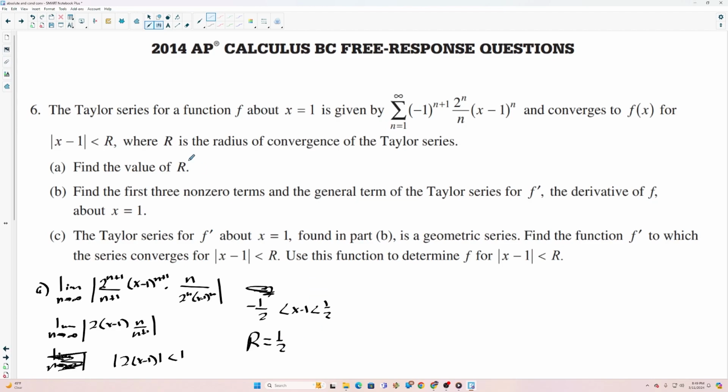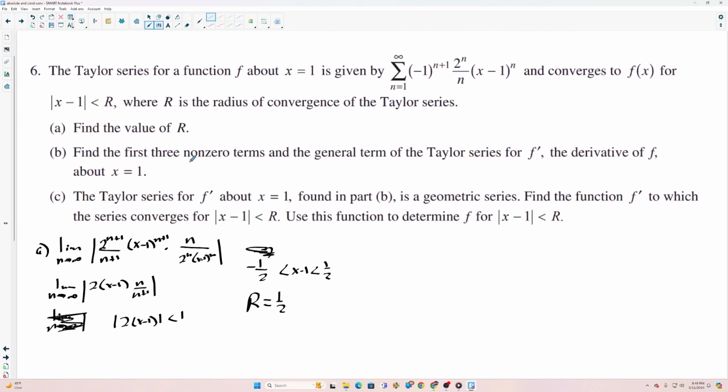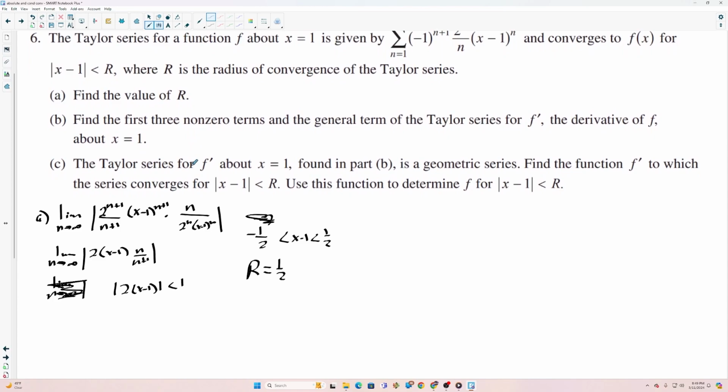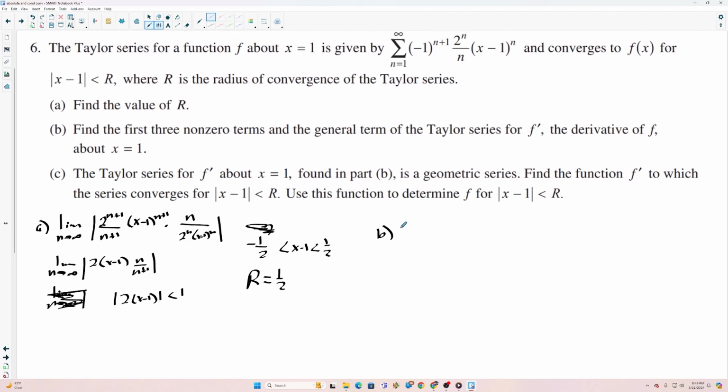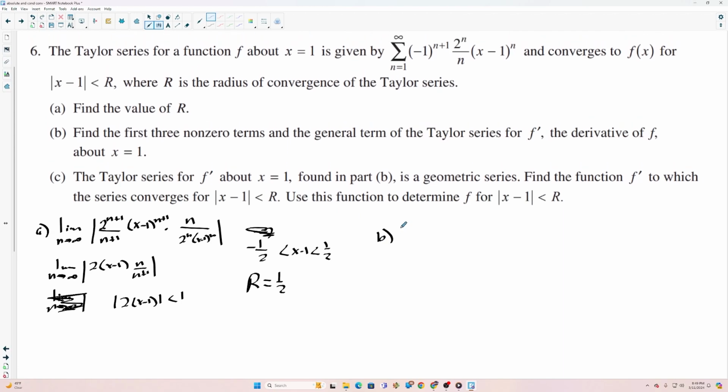Find the first 3 non-zero terms in the general term of the Taylor series for f prime, the derivative of f, about x equals 1. So letter B. First 3 non-zero terms. So let's find some. Let's go f of x is equal to, when we plug 1 in, we get a positive, so that's 2 over 1.